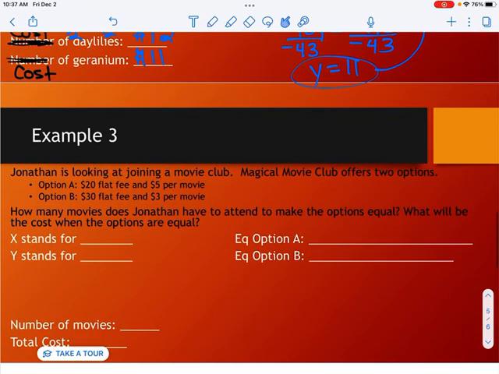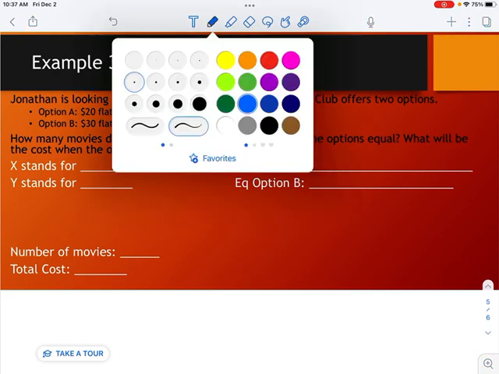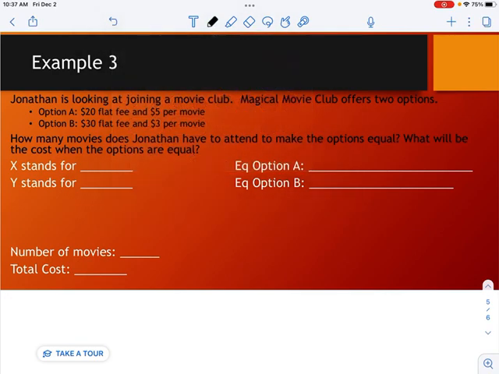Okay, so let's try this third one. Jonathan is looking at joining a movie club. Magical Movie Club offers 2 options. Option A is a $20 flat fee and $5 per movie. Option B is a $30 flat fee and $3 per movie. How many movies does Jonathan have to attend to make the options equal? What will be the cost when the options are equal? So the first thing we look at is, what are we looking for? Well, the first one is the number of movies. The second is the cost.